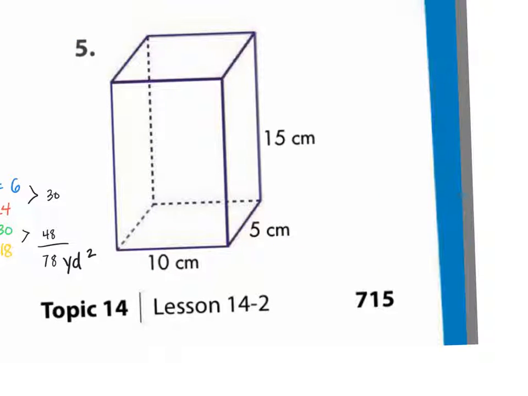This one I want you to try on your own. Since this is a rectangular prism, you can use the formula 2 times length times width plus 2 times length times height plus 2 times width times height. Or you can envision what it would look like as a net, sort of unfolded, and find the area of each and every side and then add them together.